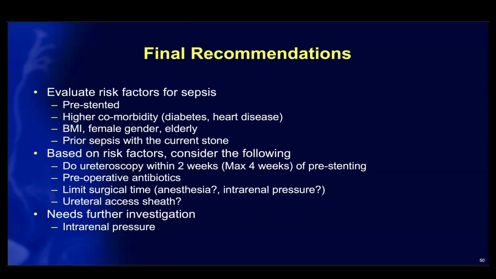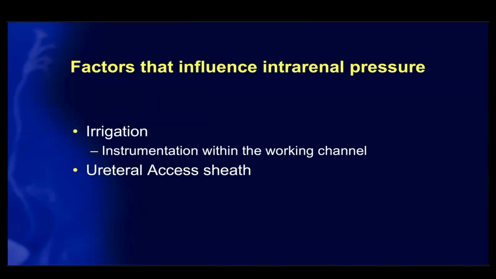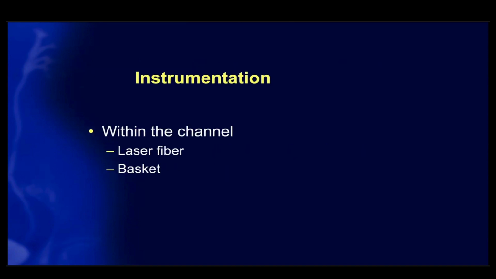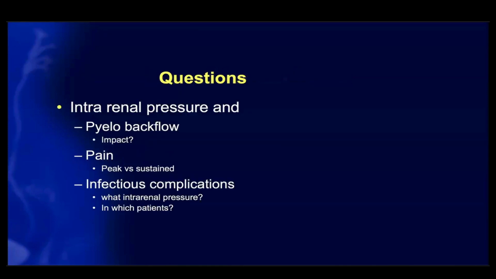Now, Abdul showed a lot of data. Some of it is really kind of old, and some is from animal studies. So we really have not been able to study pressure during cases in humans. The other factors that influence renal pressure are irrigation, as Abdul showed, what type of flow we use, whether or not there's an instrument in there, whether you're using gravity or pressure or a hand pump, and whether or not you have instrumentation within the channel, because that really helps as well. And we actually did a study on the size and location of where we should put our access sheath.